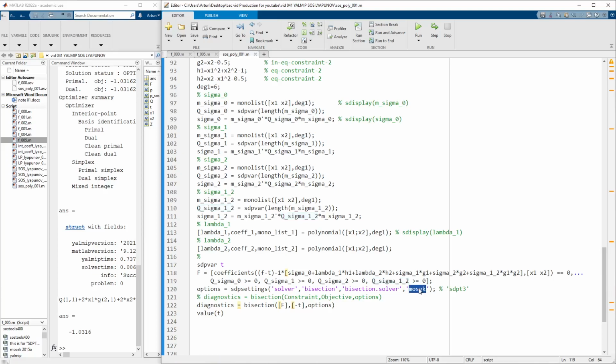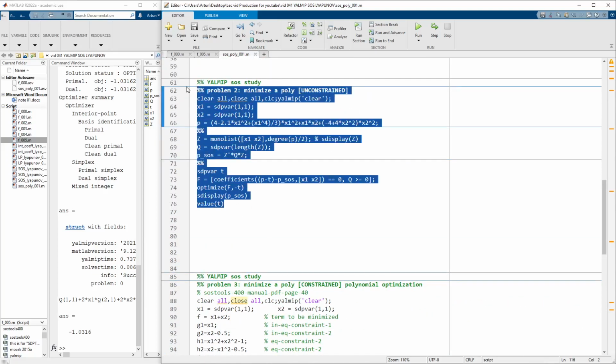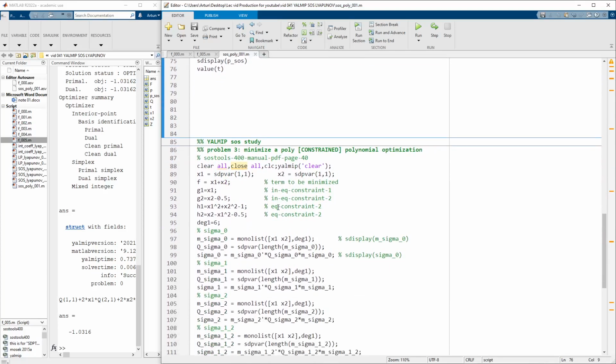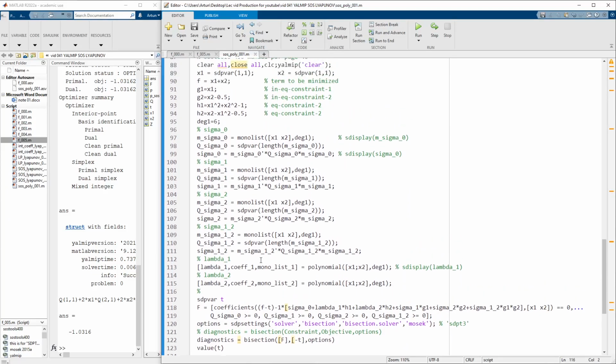And here again is MOSEK, and this is a bisection problem. We could also use bisection commands for this second problem, but we didn't. But we could use that. All right, so let's run this.